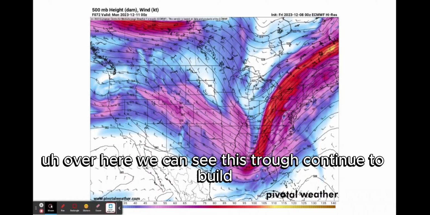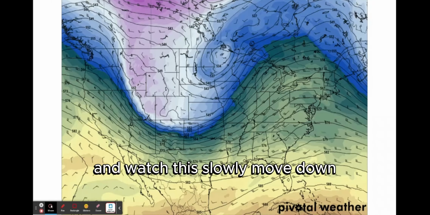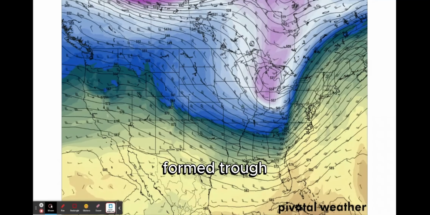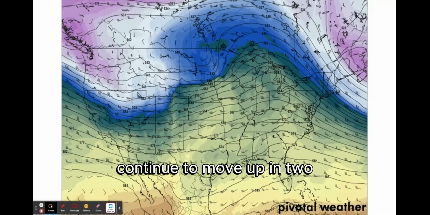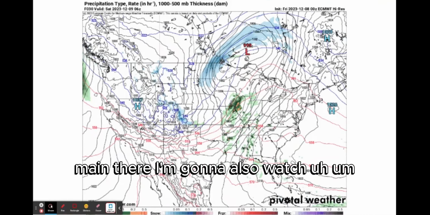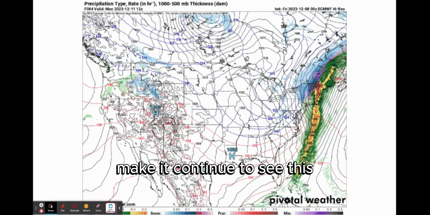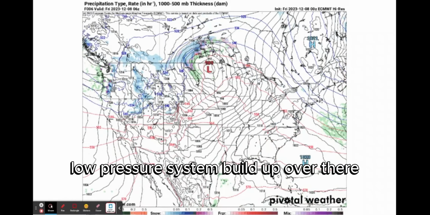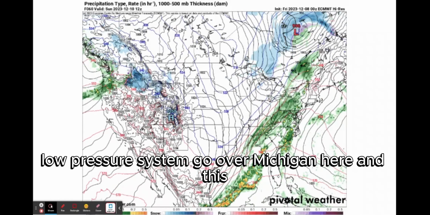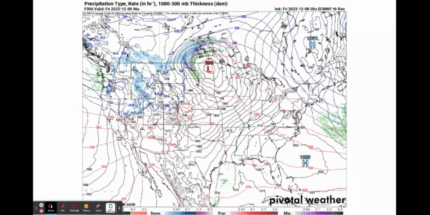Over here, we can see this trough continue to build. You can also watch it here on this. You can watch this slowly move down, create this formed trough, and continue to move up into Maine there. And we can also watch the ECMWF model. We can continue to see this low pressure system build up over there. We can also see a tiny little low pressure system go over Michigan here, and this main one go up into the East Coast and into New England.